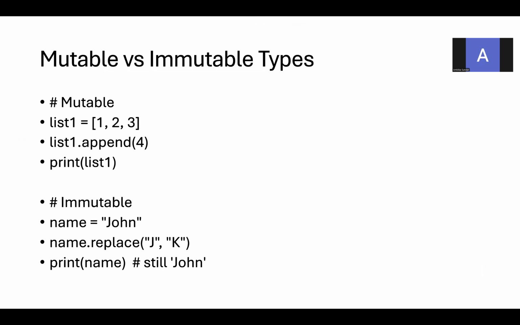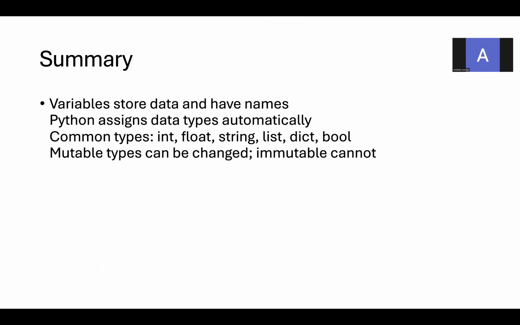Immutable means, for example, name is equal to John. Name dot replace of J, K. So you are going to replace J with K, but still the name is John. You are not able to replace John with some other name. That is why it is called immutable. Mutable means you can change the data. Immutable means you cannot change the data.